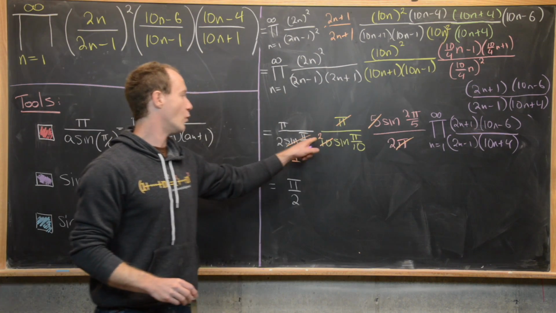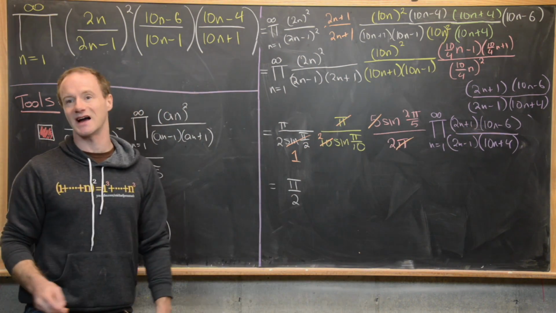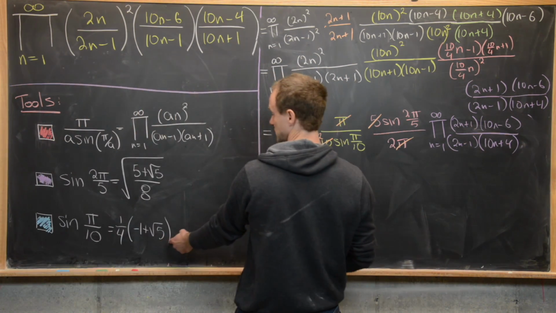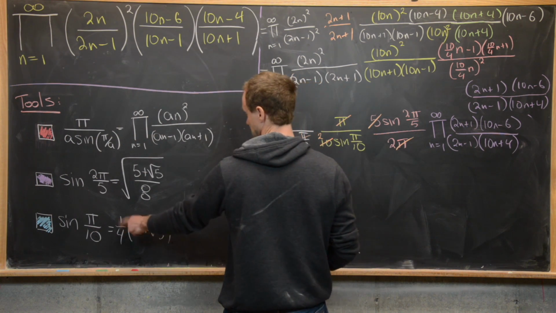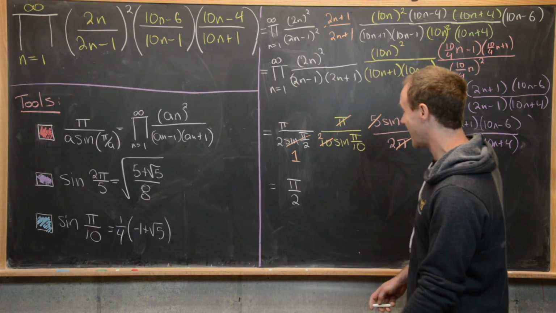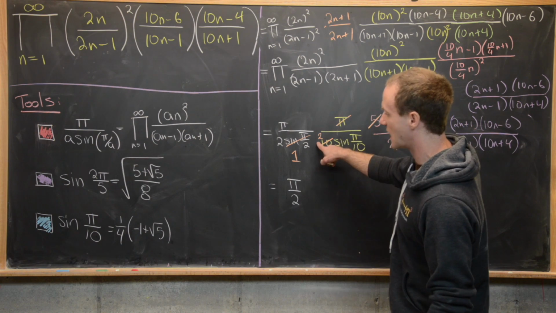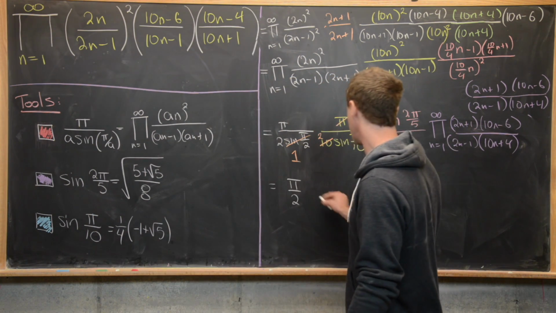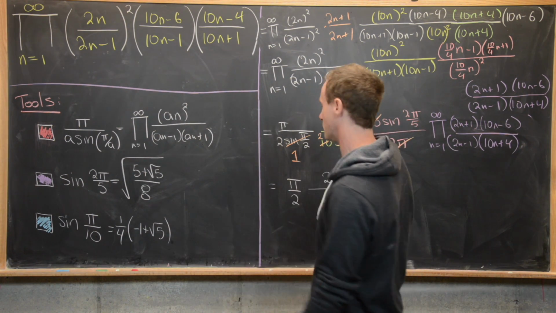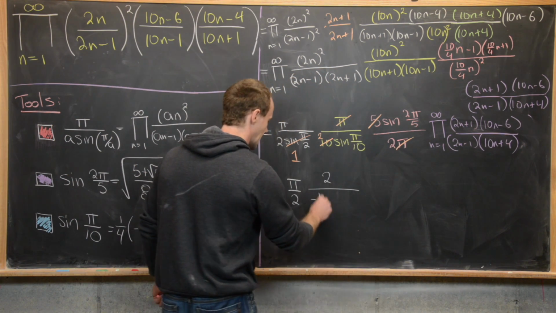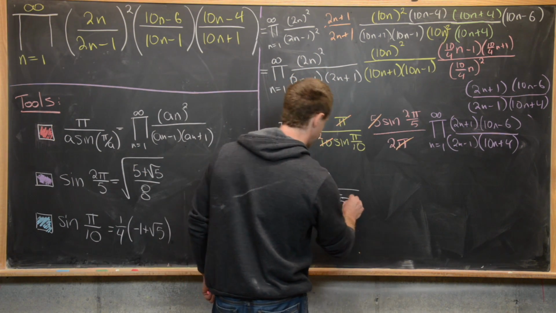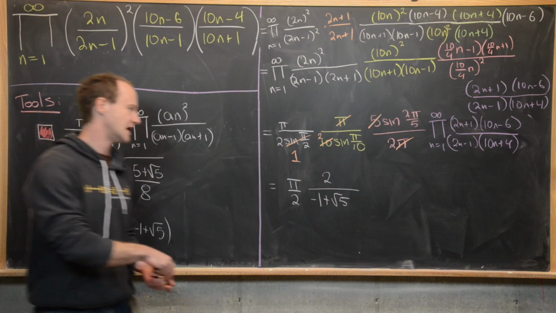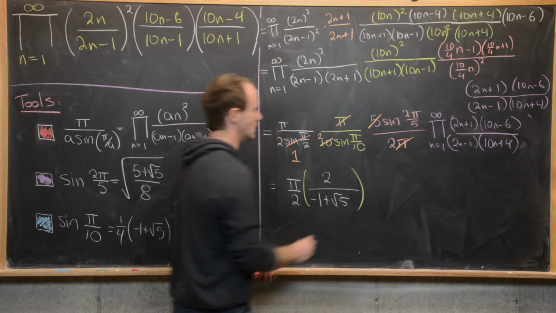And then we're going to have 1 over 2 times the sine of pi over 10. But notice we know what sine of pi over 10 is: this 1 over 4 times that. And so notice the 2 in the denominator and the 1 over 4 in the denominator, we'll put a 2 in the numerator. And then we have negative 1 plus the square root of 5. So again, that's this part that's in yellow.